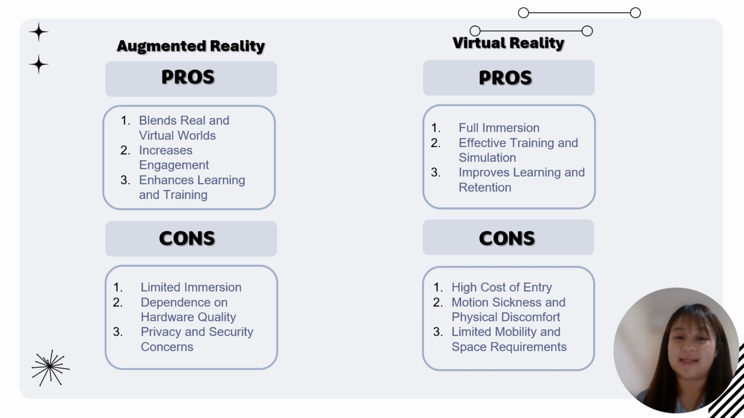Well, now let's get into the pros of VR. First is full immersion. VR offers a fully immersive experience, allowing users to feel like they are inside a virtual world. This level of immersion is ideal for gaming, education, and training. An example is Half-Life: Alyx, where players feel as if they are physically present in a post-apocalyptic world, interacting with objects and characters in real time.